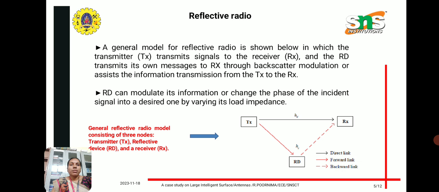And next, what is the reflective radio? In this diagram, a general model is given which consists of a transmitter, a receiver, and also a reflective device. The reflective device sends its own messages to the receiver through backscatter modulation, or it assists the information transmission from transmitter to receiver. So the reflective device modulates the information or changes the phase of the incident signal into the desired one by varying its load impedance.